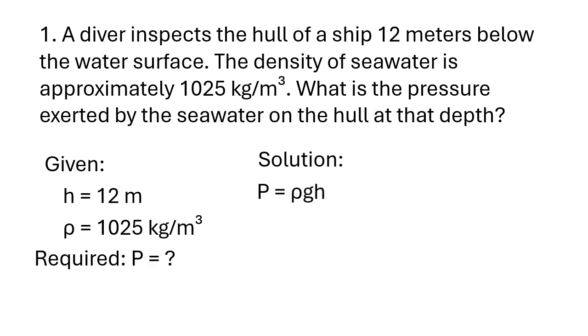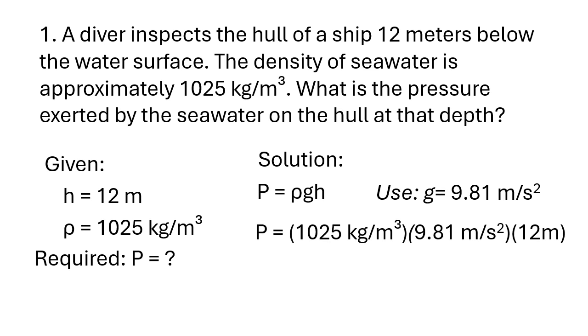To solve for pressure, we have density times gravity times height. Take note, we're going to use G equals 9.81 meters per second squared. Let's input our given information. Density is 1,025 kilograms per cubic meter. G or gravity is 9.81 meters per second squared, and the height is 12 meters.